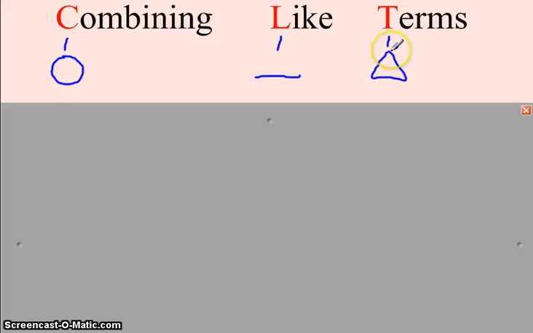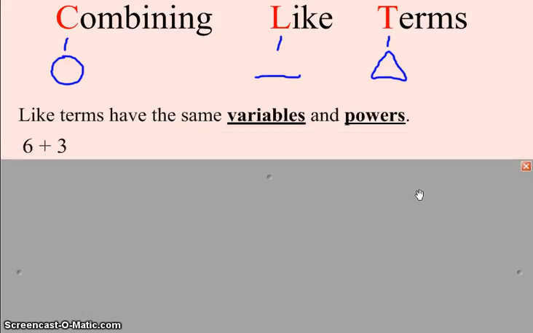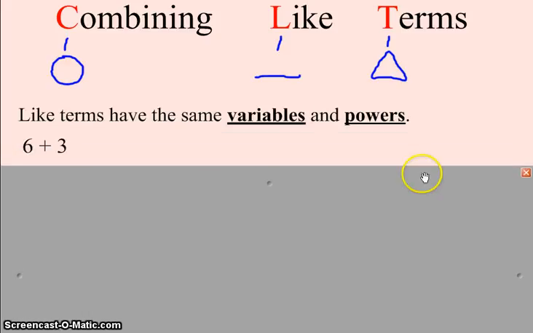I like to use boxes too, but there's no B in combining like terms. Well, I guess there's one in there, but it's hidden, so that doesn't count. So, we're going to draw a circle, lines, triangles, boxes to kind of sort these things out. And like terms have the same variables and powers. You need both. So let me just give you a couple examples here.